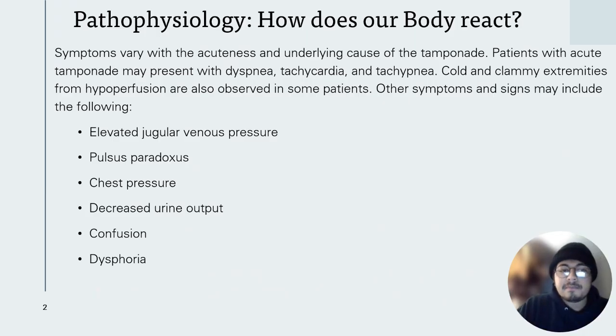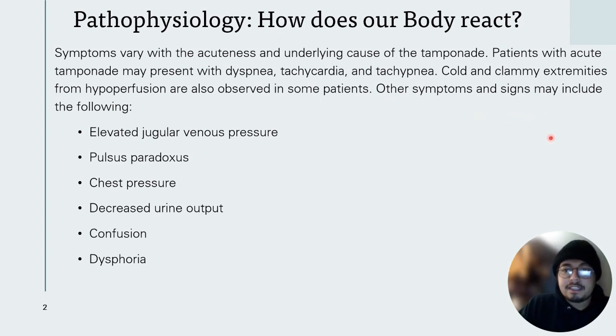So what are some symptoms that we can keep an eye on as RTs? Well, these happen very acutely, depending on the underlying cause of the tamponade. Patients with acute tamponade may present with dyspnea, tachycardia, and tachypnea, and cold and clammy extremities from the hypoperfusion are also observed in some patients.